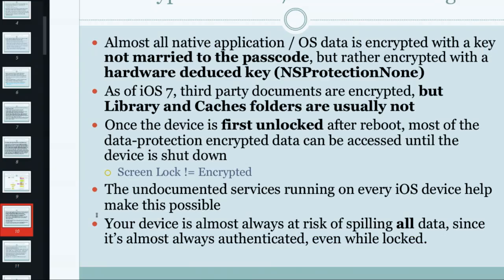almost all native applications and OS data is encrypted with a key, but that key is not connected to your passcode in any way, but is rather encrypted using the hardware derived key, which comes from that security processor in the device. Right. As of iOS 7, third-party documents are encrypted, but library and cache folders are usually not. Once the device is first unlocked after reboot, most of the data protection encrypted data can be accessed until the device is shut down. So just because your screen is locked doesn't mean anything, the encrypted file system is still mounted. It's not unmounted when you lock your phone.